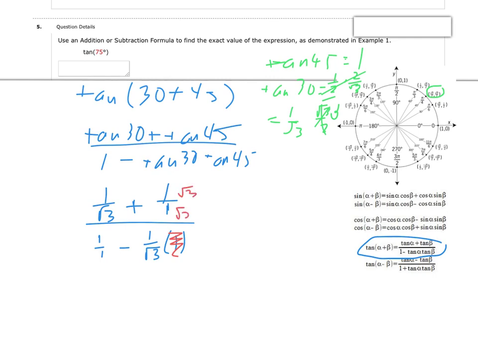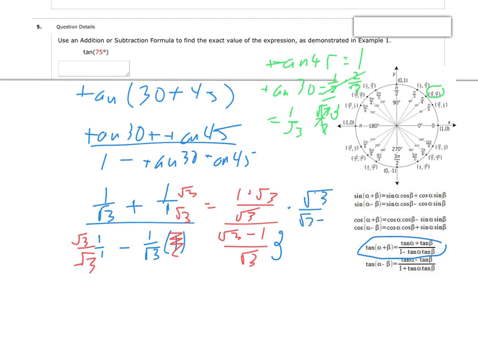So I'm going to multiply this by rad 3 over rad 3, and then same thing on bottom. So I get 1 plus rad 3 over rad 3 over rad 3 minus 1 over rad 3. So now I'm going to multiply by the reciprocal here, so times rad 3 over rad 3 minus 1. And so then you see that these rad 3's do cancel out there, but I'm left with 1 plus rad 3 over rad 3 minus 1.